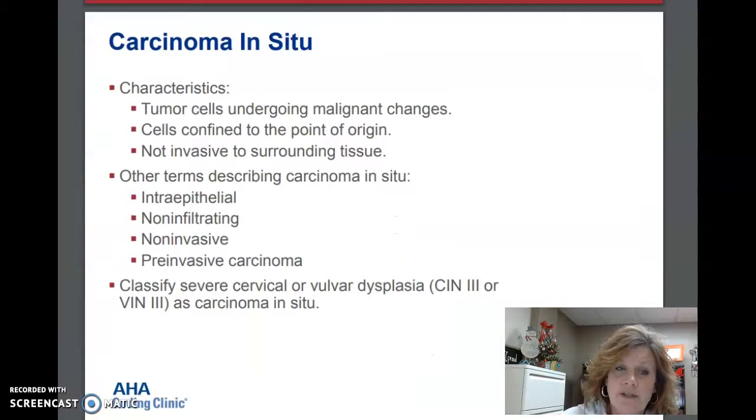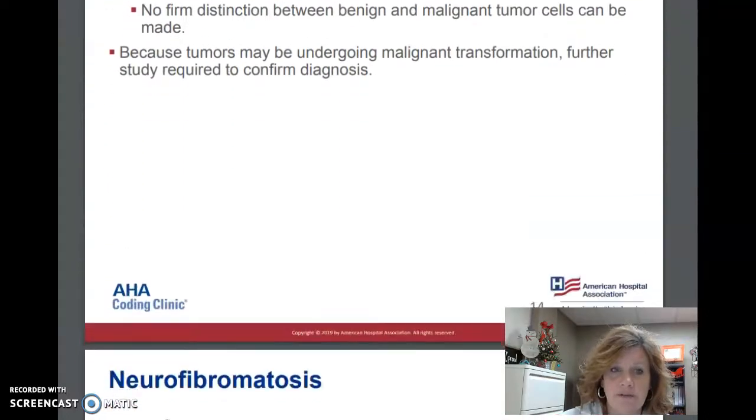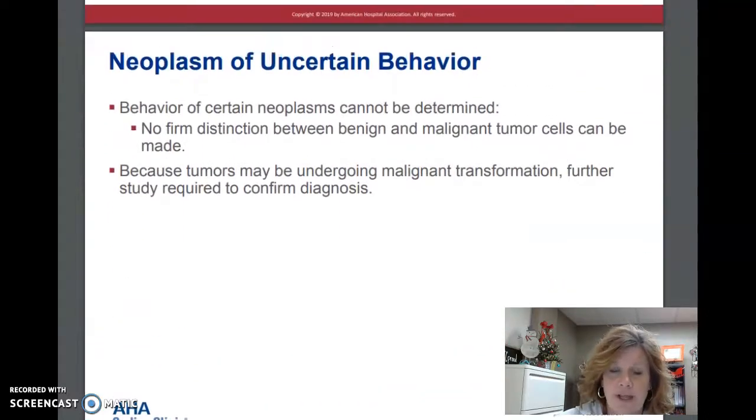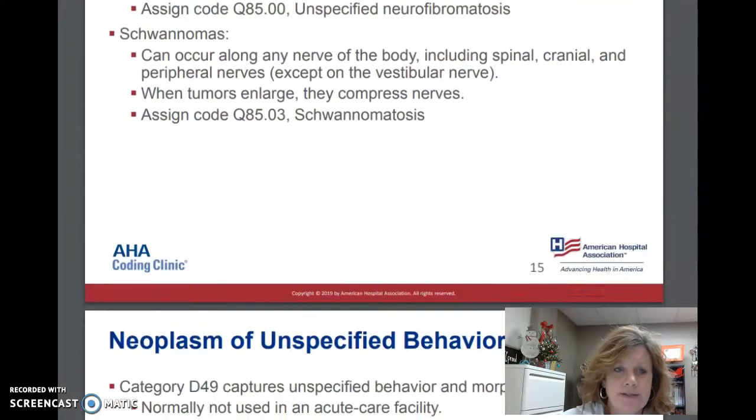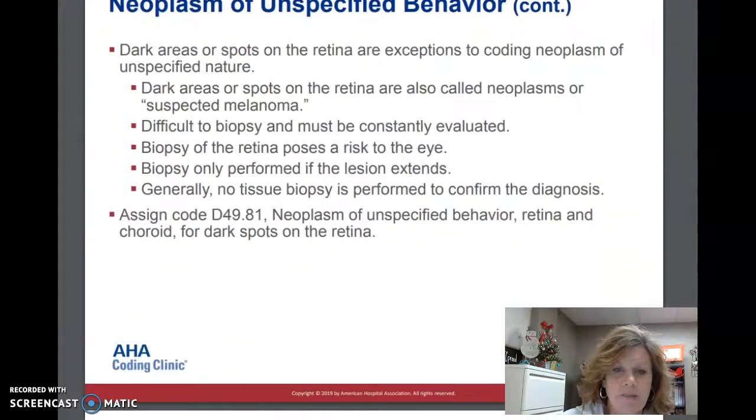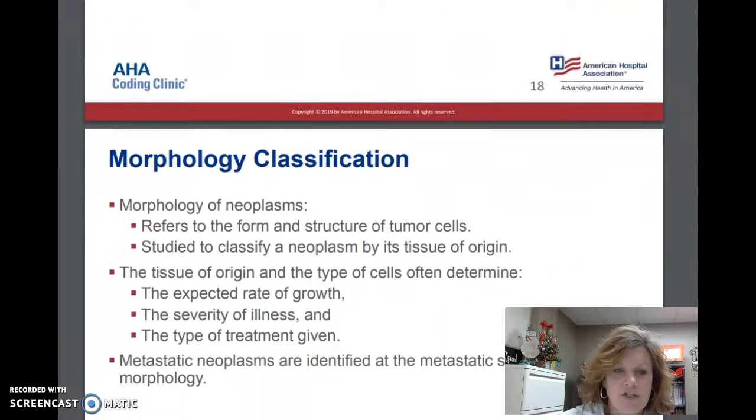Your carcinoma in situ, these are tumor cells that are undergoing malignant changes. So these are other terms right here that mean carcinoma in situ. You'll see a lot of times severe cervical or vulvar dysplasia will be carcinoma in situ, that there are cancer cells there and that they could be at that point changing over to malignant. And then you have some with uncertain behavior. Then we have unspecified behavior.